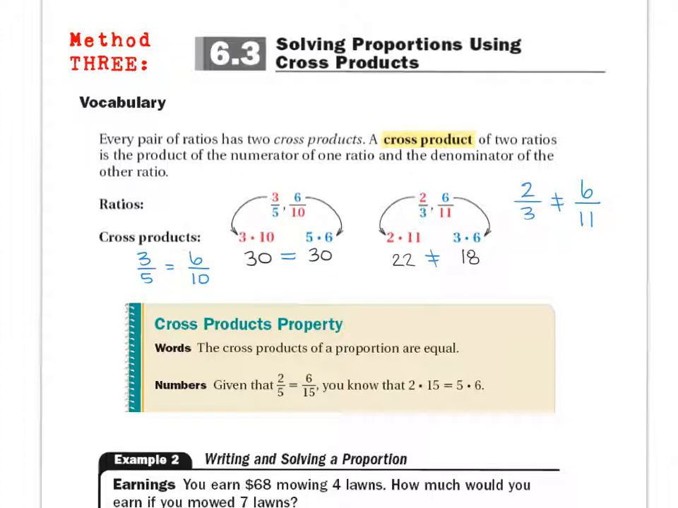Now, this cross product property is going to help us tremendously because if we know that in a proportion, the cross products have to be equal, that's going to help us find the missing number. Now, I'm going to ask you to make a slight jump in your notes packet. Right now, as you look at the bottom of this page, you see a word problem about mowing lawns. We are going to temporarily skip that problem and go to the next page, and then we will come back to this problem in just a few minutes.